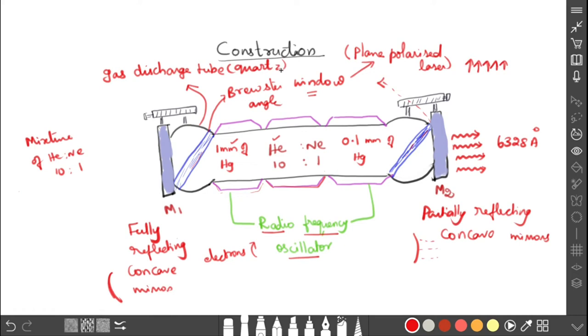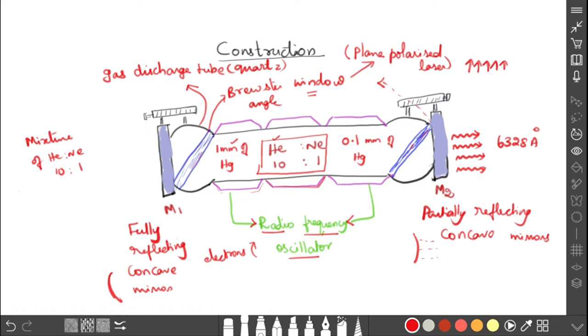Inside, they filled the mixture of helium and neon in the ratio of 10:1. So the number of helium atoms is more than the number of neon atoms. Moreover, helium is at a pressure of 1 mm of mercury, and the neon is kept under a pressure of 0.1 mm of mercury. And the side end of this discharge tube is connected to the radio frequency oscillator to produce highly accelerated electrons.